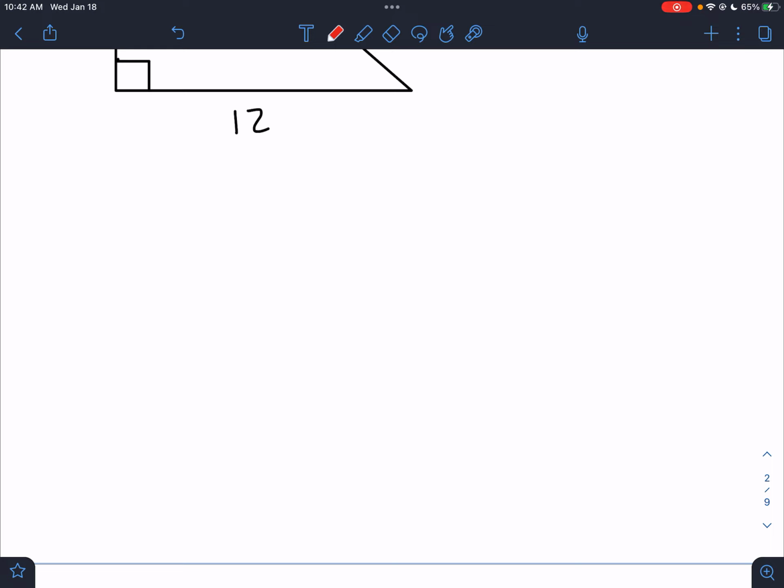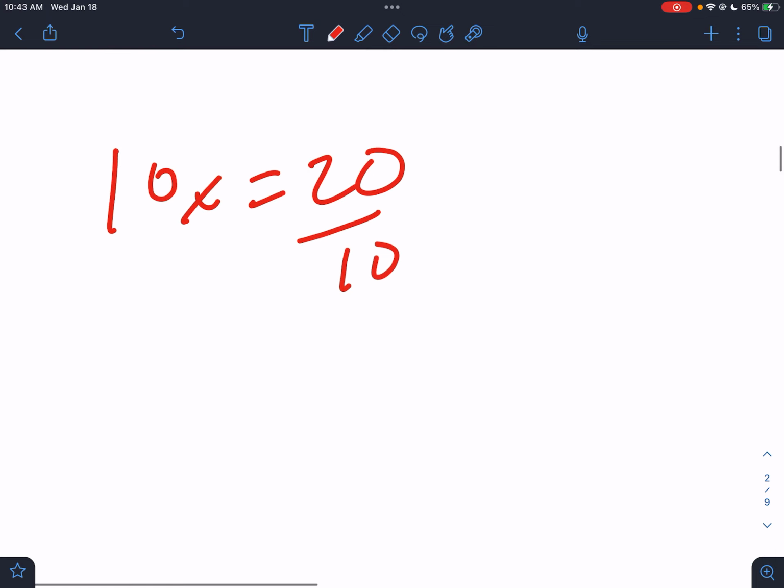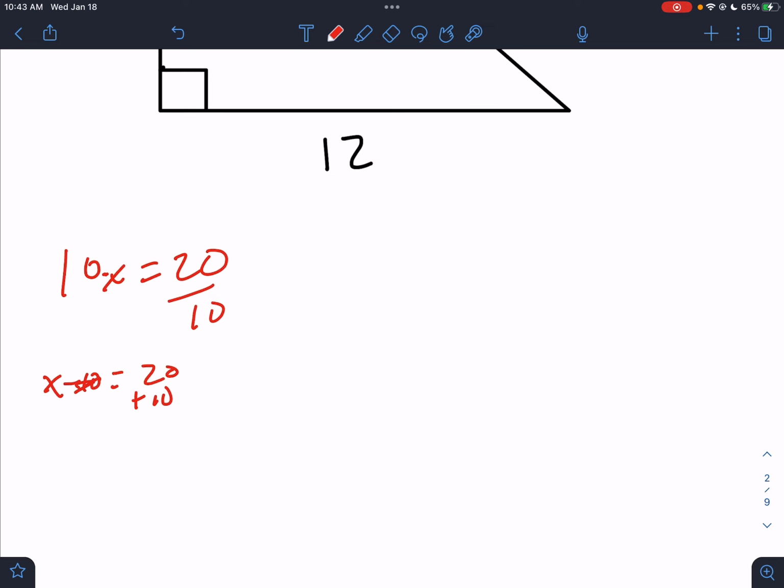So if I said 10x equals 20, how do you solve for x? You would divide by 10, right? Because the inverse of multiplication is division. If I said x minus 10 equals 20, what would you do? You would add 10 because adding is the inverse of subtracting. Those are called inverse operations.